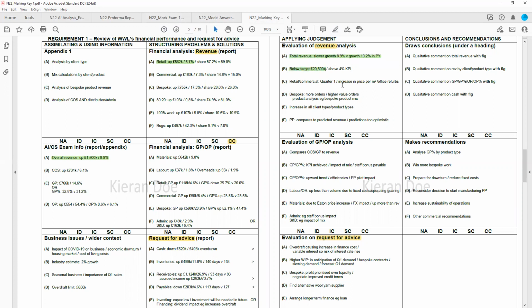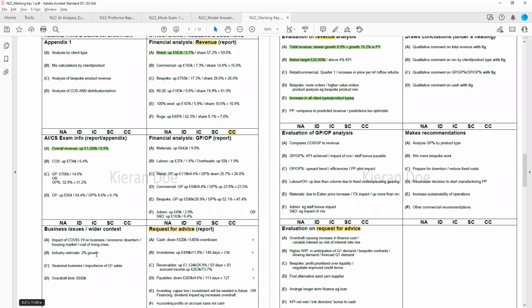We just need one of these because it's a backslash. And we said there's an increase in all product types. So you can kind of see here that should pick us up a few marks here. And then we've got a context point in there about the industry estimate. And we mentioned COVID as well. So actually it picked up a lot of marks there, but the overall revenue section was quite big.